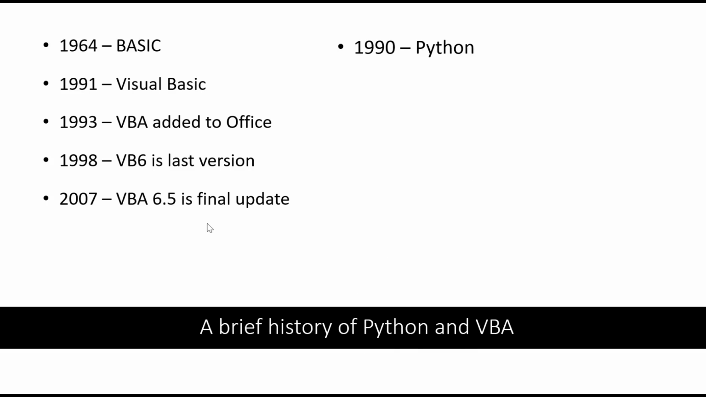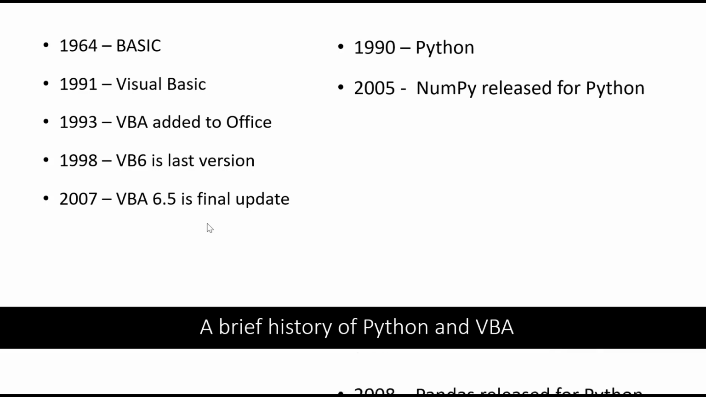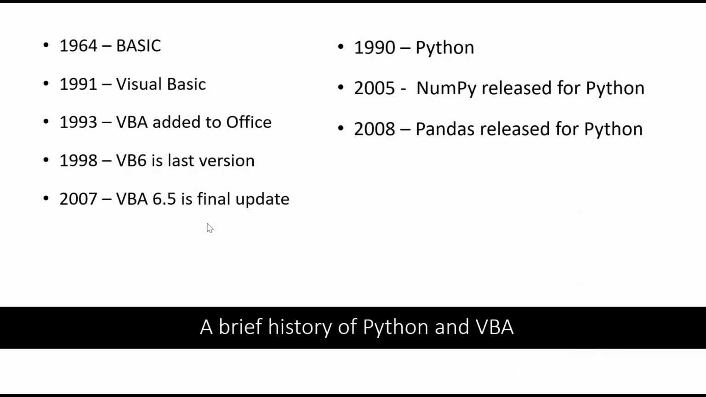Now Python was released in 1990, and in its early years was just kind of used by a small community. In 2005, the NumPy package was released. So this is a library that allows scientific calculation, and this helped make Python more popular. In 2008 then, Pandas was released, a library that allows users to do a lot of manipulation with data analysis. And from this, in 2012, Python really started to become popular.